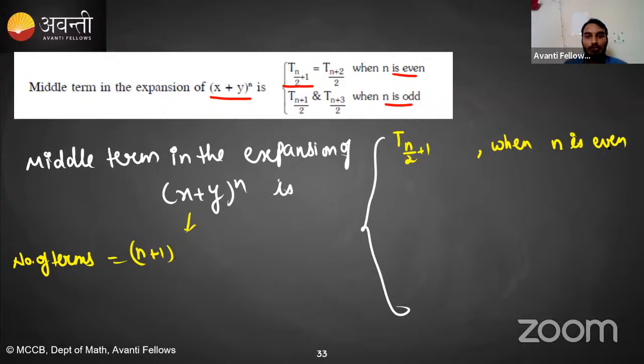If n is even, 2, 4, 10, 20, 100, then the number of terms will be odd. So the middle term will be T n by 2 plus 1. Similarly, if n is odd, 1, 3, 9, 17, like that, then the number of terms will be even. So there will be two middle terms, and those two will be T n by 2 and T n by 2 plus 1. Is that clear? So like that you can remember.